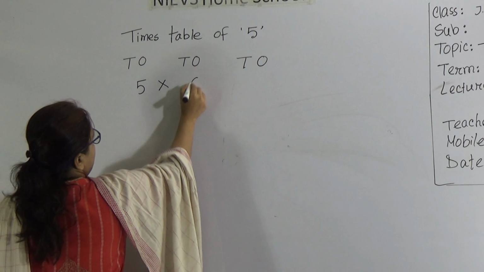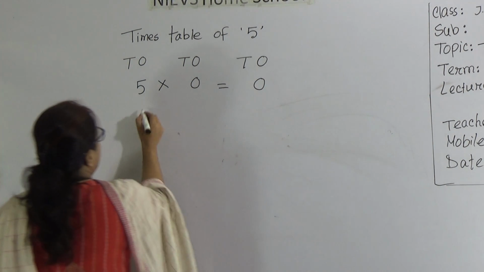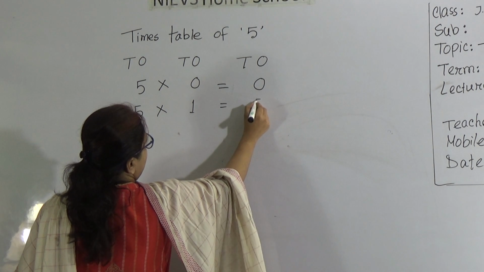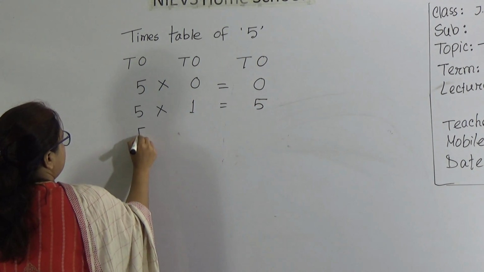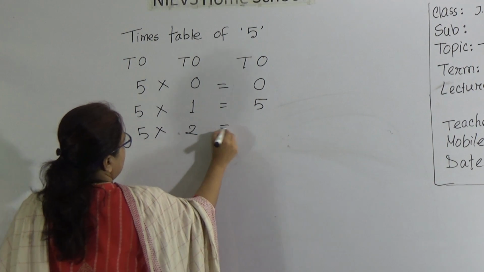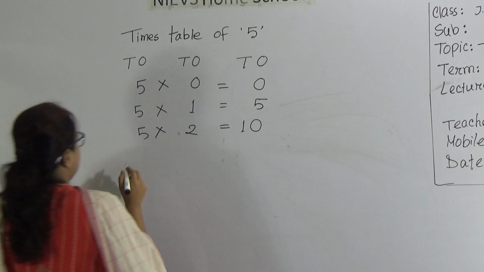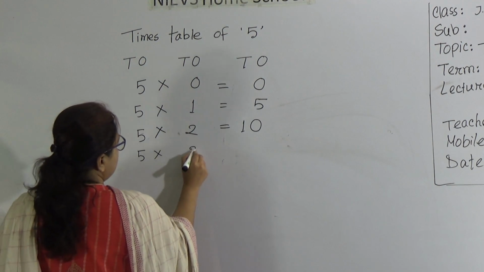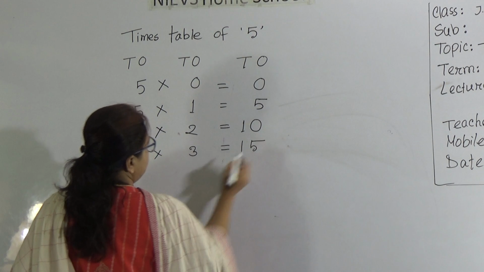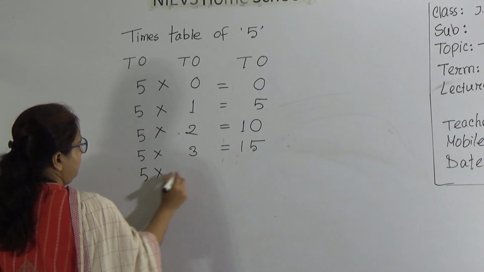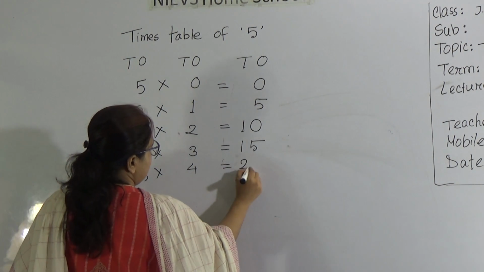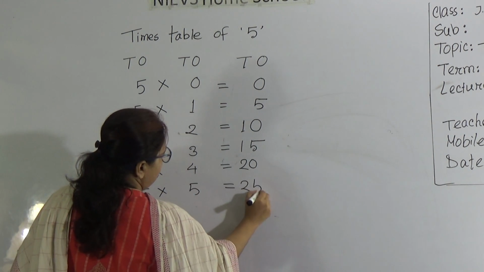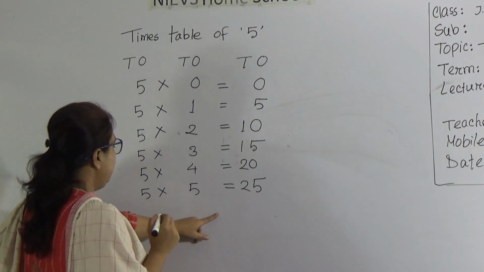5 0 is 0. 5 ones is 5. 5 twos are 10. 5 threes are 15. 5 fours are 20. 5 fives are 25. Yes, 5 fives are 25.